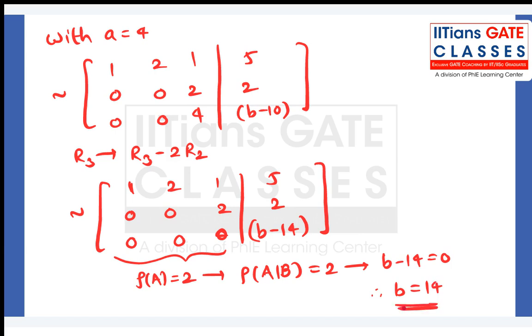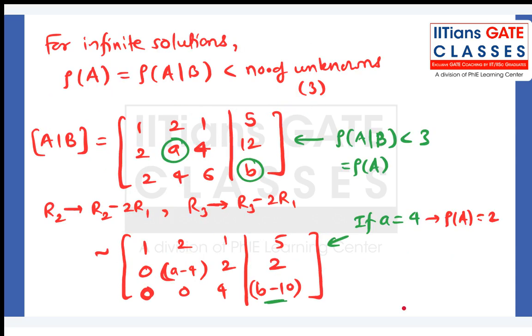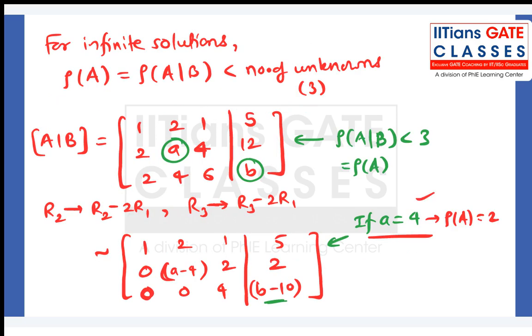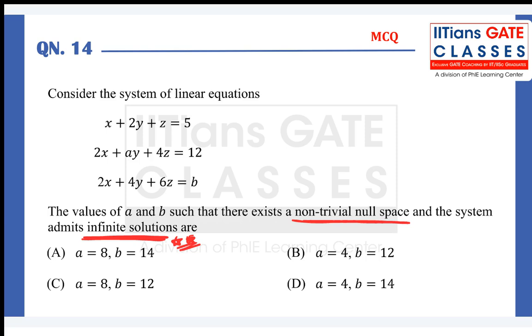Because if B is not 14, then the system will not be consistent, because the rank of the augmented matrix will be 3, and it will not have infinite solutions. It's not a consistent system of equations. So therefore the solution is A equal to 4 and B equal to 14. So if you check the options, yeah, this one should be correct. A equal to 4, B equal to 14. Okay, so this is how you solve these kinds of questions.